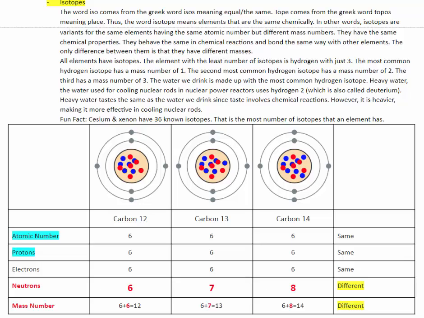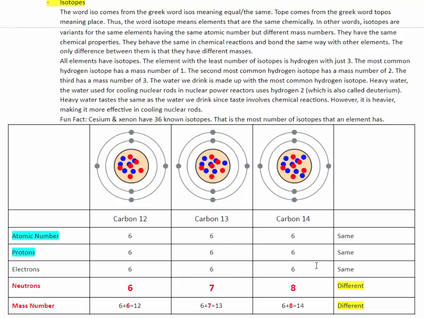Okay, let's look at the examples that we have here. We have an atomic number of 6 for these 3 atoms. Atomic number of 6 means they are the same atom, the same element. So they are variants of the same atom. All 3 have the same chemical properties. Atomic number, remember, is the number of protons. So they have the same number of protons, 6.